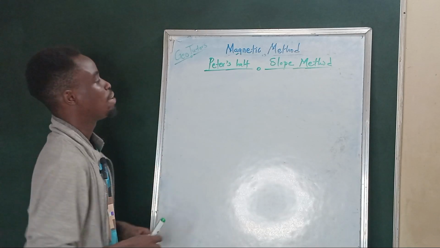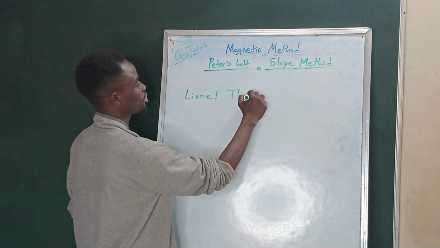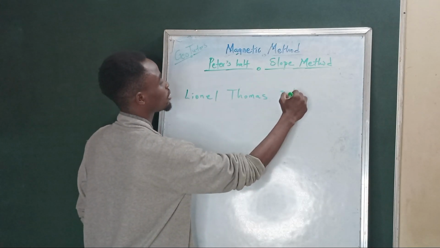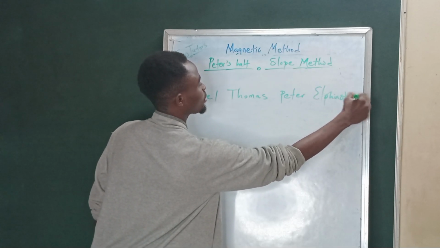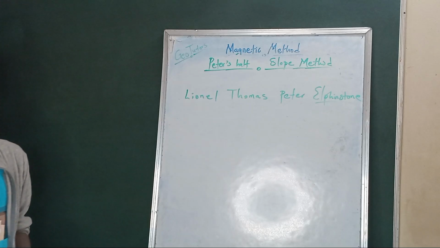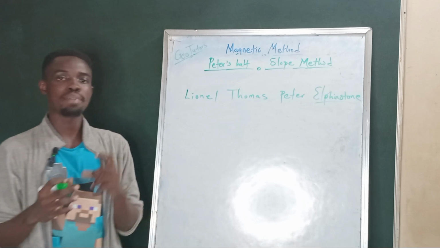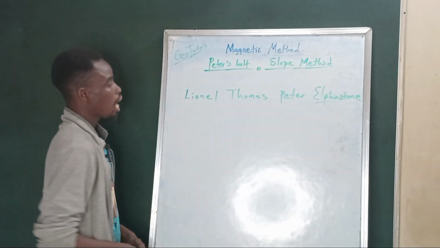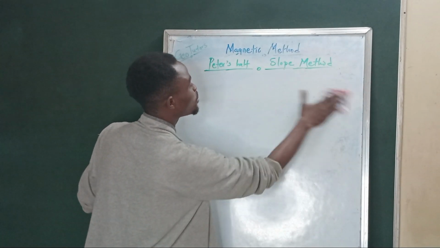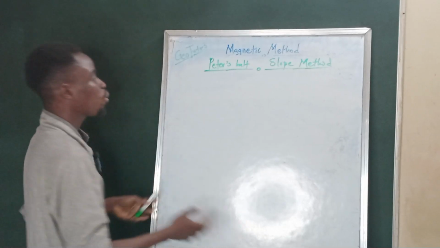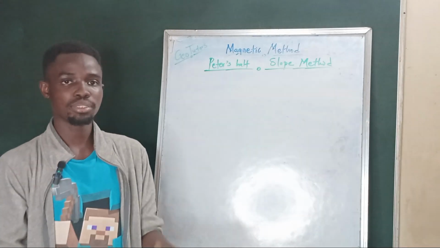Now, a man known as Lionel Thomas Peter Elphinstone developed an upslope method that is used to determine the depth of a magnetic source. The name of the method is Peter's half-slope method, and I'm going to look at how to use it to estimate the depth.